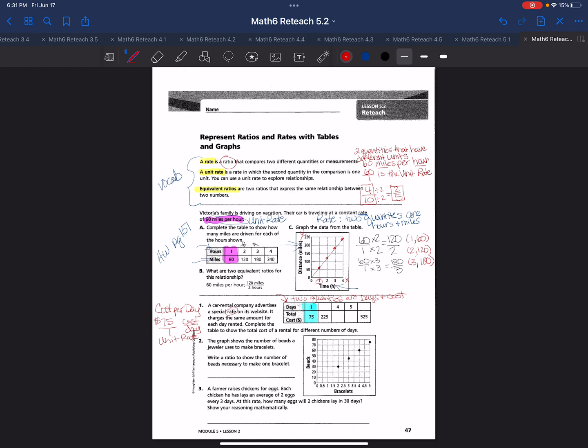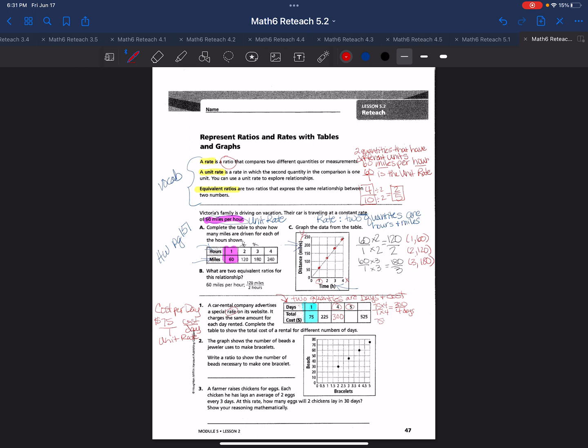So what we need to do then is go ahead and use our equivalent ratios, once we have my unit rate, to fill in the rest of the chart. So if I have 75 over 1, what am I going to get for 4 days? Well, I would multiply both the numerator and denominator by 4, and I would get 300 for 4 days. $300.